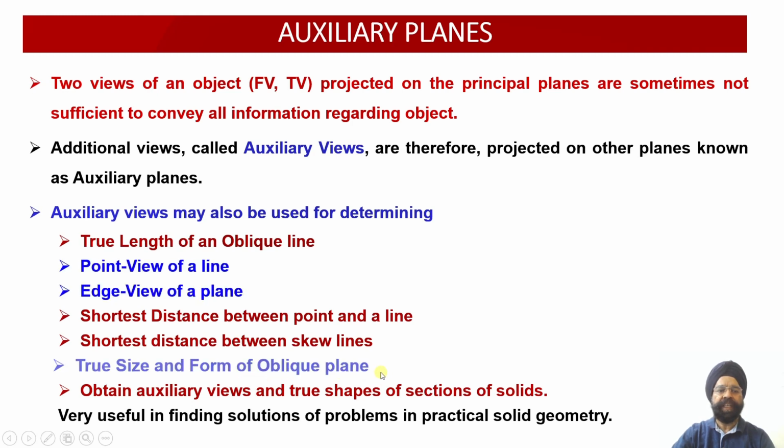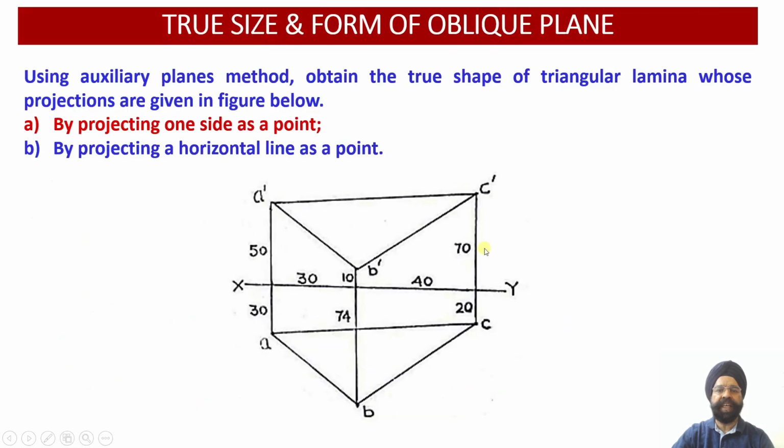So let us start with how we obtain the true size and form of an oblique plane. Here we have a triangular lamina which is inclined to both the horizontal plane and the vertical plane. Since it is inclined to both, its projection on the vertical plane, that is the front view, and its projection on the horizontal plane, that is its top view, do not provide its true shape and true size.